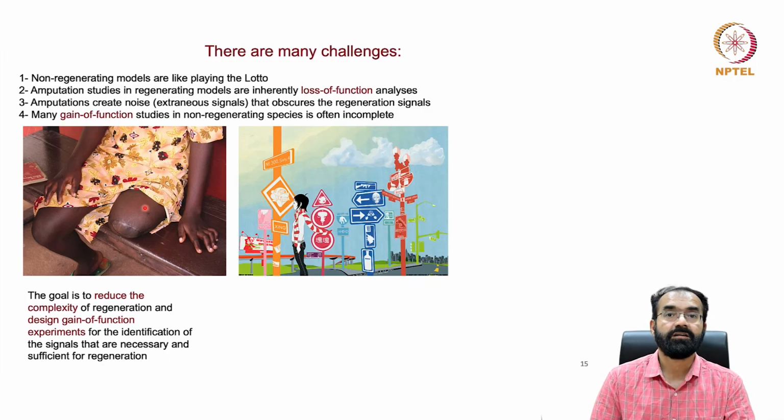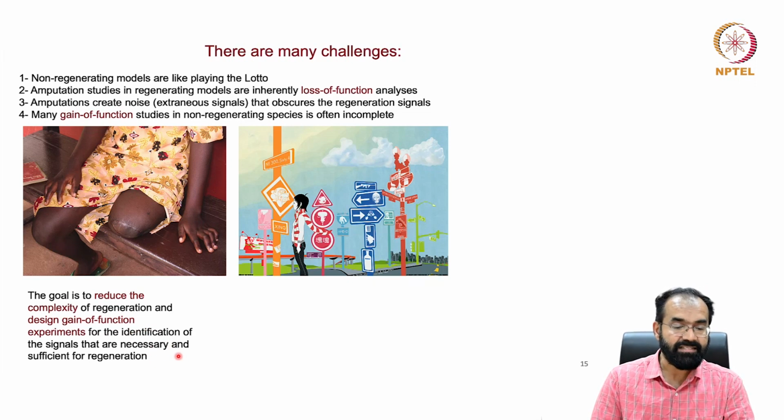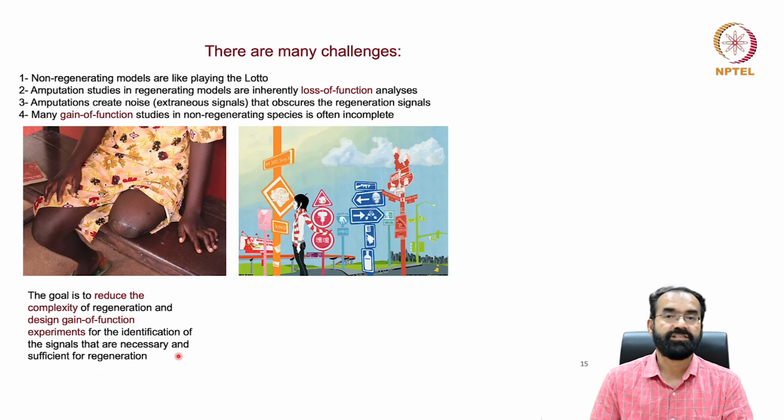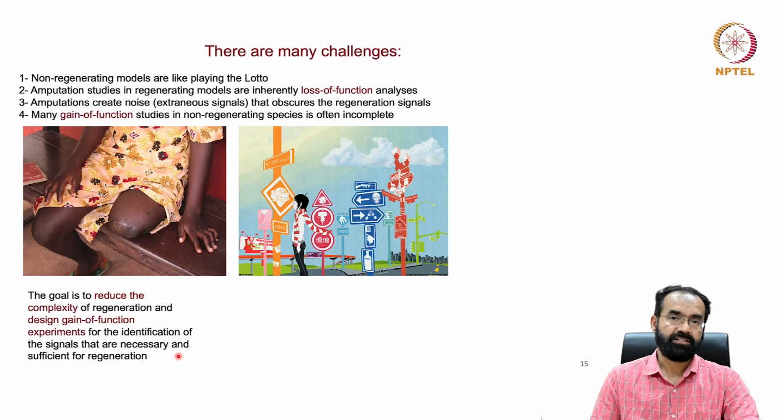And this is a picture of an amputated man, and there is a confusing road direction given to a cell that is trying to regenerate. So the goal is to reduce the complexity of regeneration and design gain of function experiments for the identification of the signals that are necessary and sufficient for regeneration. So this is the overall theme of regeneration, and we will study regeneration biology more in the next class. Thank you.